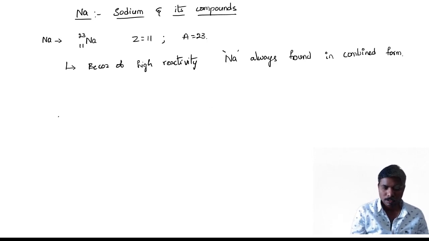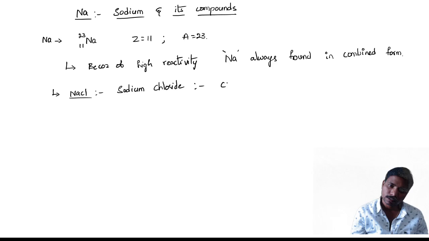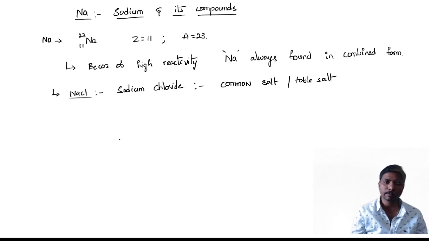Okay, combined form. So those combinations, first one, NaCl. We call this sodium chloride. In general it is called common salt. Very important: common salt or table salt or rock salt is nothing but sodium chloride.